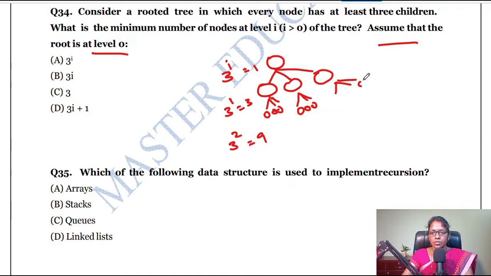In case of this formula, you just assign the value and see which comes out correctly. If it is 3i, it is not coming. If it is 3 power i, it is coming correctly, right? So, considering a rooted tree in which every node has at least 3 children, what is the minimum number of nodes at level i of the tree? So 3 power i.